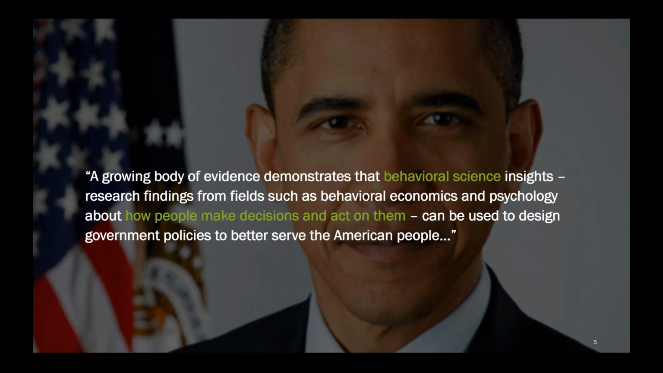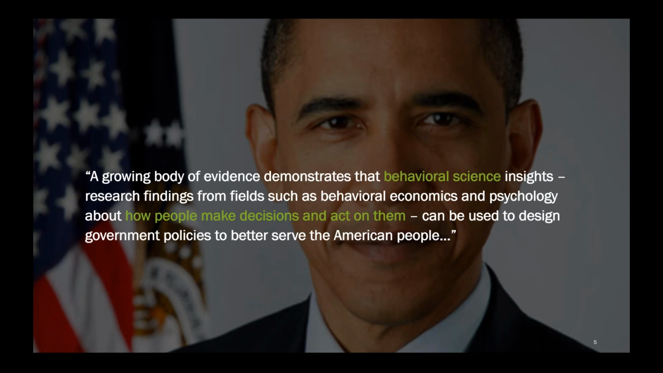The second key reason I put this quote up here is that how people make decisions and act on them seems to have a lot of relevance and a lot of promise with regards to market research. Obviously as market researchers, we spend a lot of our time trying to work out how people make decisions and act on them. And so at first glance, it seems that there's quite a lot of potential for behavioural science in market research.